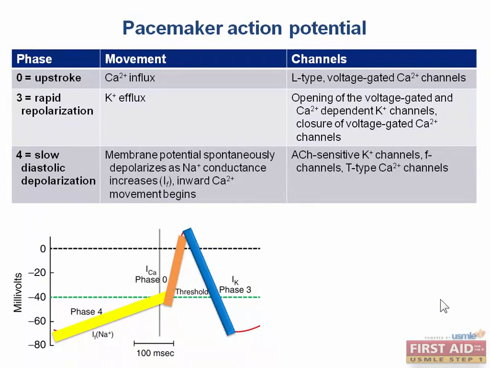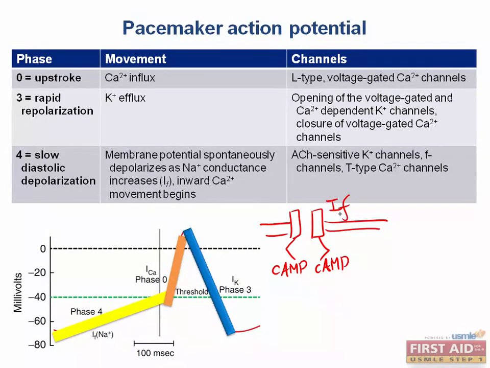Now remember, we have very special and funny channels that are responsible for this slow diastolic depolarization. These channels sit in the membrane and they are bound by cyclic AMP on the intracellular side of the membrane. And these are our funny current channels. These are hyperpolarization activated cyclic nucleotide gated ion channels. So this makes a lot of sense.